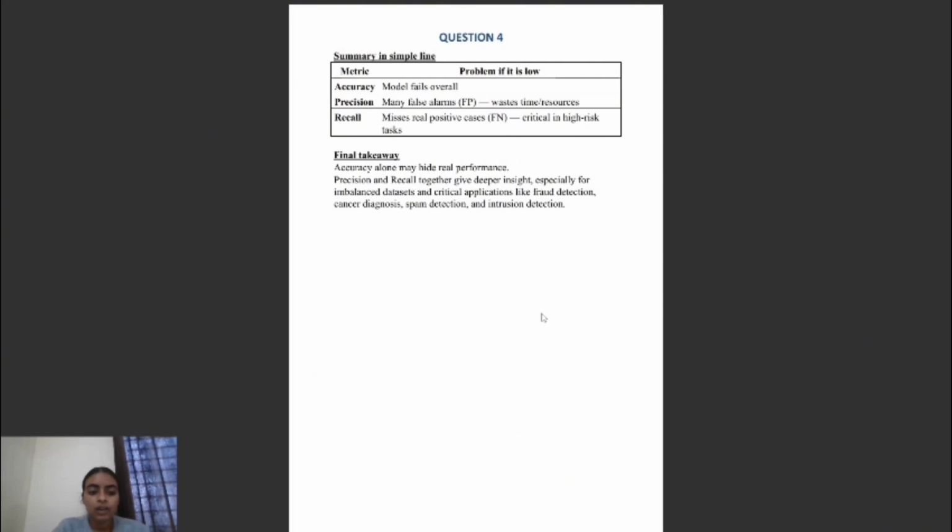Now, the final takeaway from the assignment is that accuracy is not enough to judge a model's performance. Precision and recall together give a much better and deeper understanding, especially in high-risk and imbalanced real-world applications such as fraud detection, medical testing, spam detection, and intrusion detection.